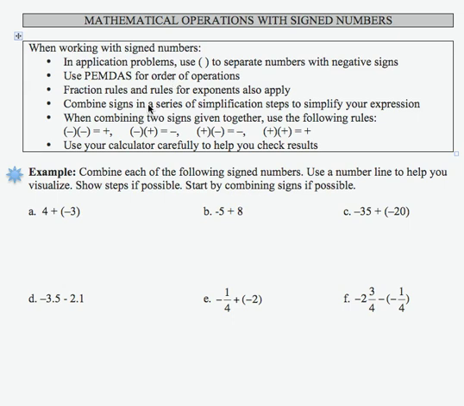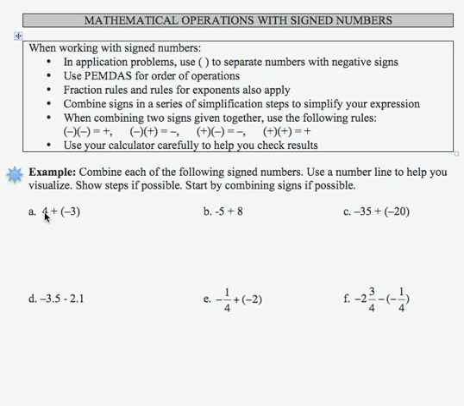When we are combining signs in a series of simplification steps, anytime we have two negatives in a row, that gives us a positive. A negative and a positive in any combination gives us a negative. And two positives will give us a positive. So let's see how these work with the problems below. For some of the problems, we're going to just use formal mathematical operations, and for some, we're going to use a number line approach.